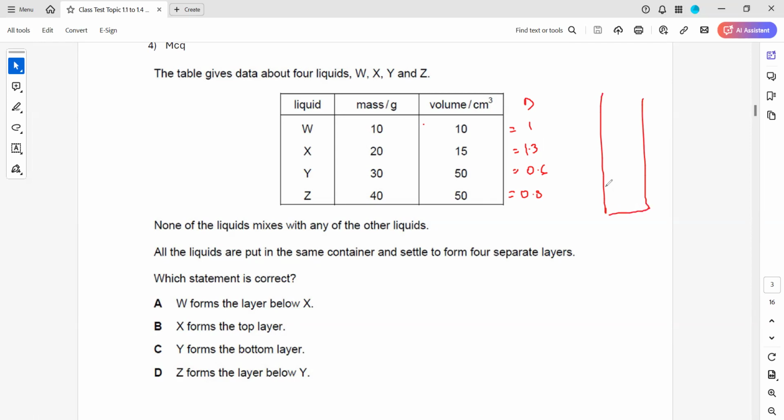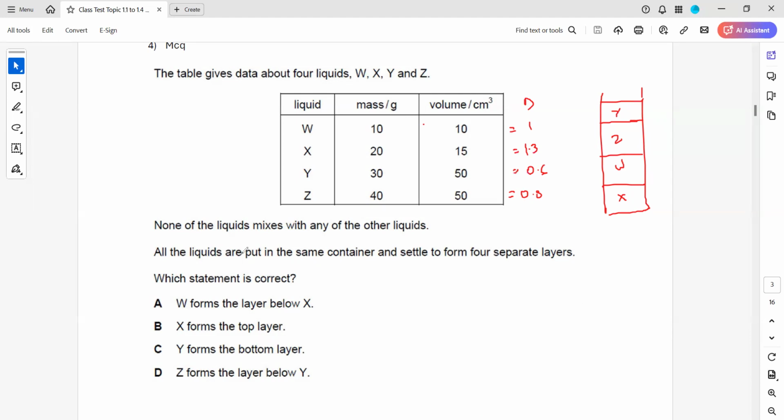So if we mix them together, the most dense will be there at the bottom. So which is the most dense? X. So first it will be X, then it will be W, then we'll have Z, and the least dense will be Y at the top. That will be the order, because of the difference in density: the most dense will be at the bottom and the least dense will be at the top.